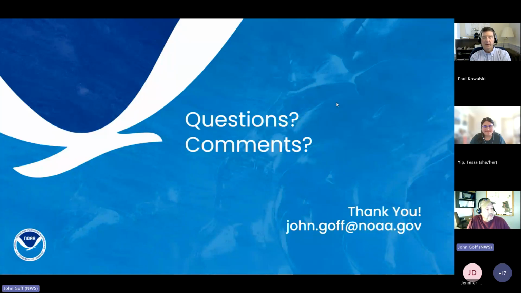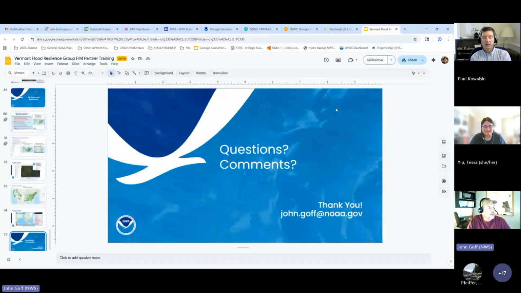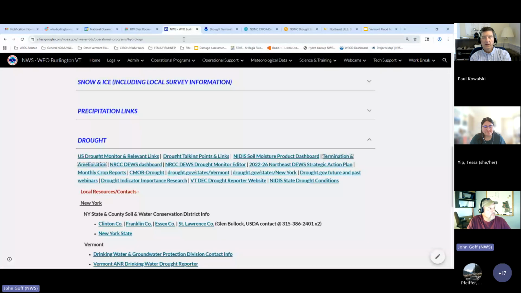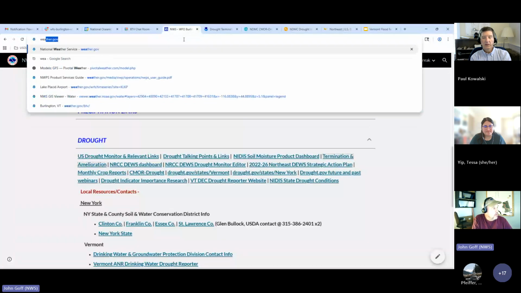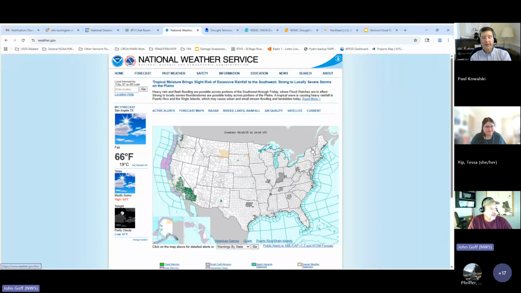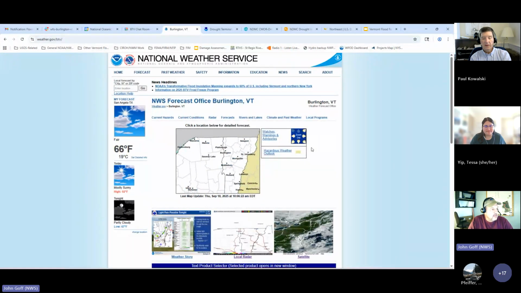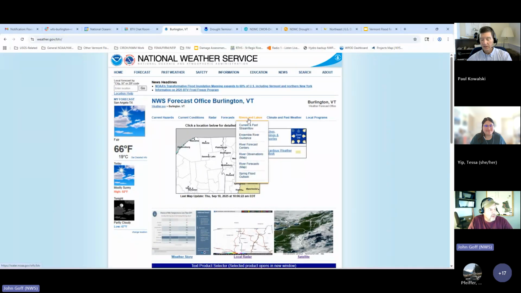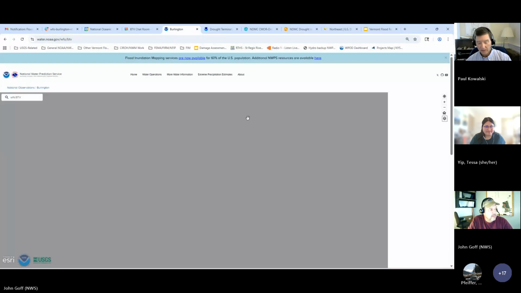Okay, hold on. I'm still sharing my screen. I can't see anything I'm doing other than the screen. Can you see the weather service map there now? Yes, we can. Okay. So weather.gov, right? Click on Vermont. Some of this is going to be old hat for a lot of you. So click on rivers and lakes up here. And this is going to look familiar to you once it loads.